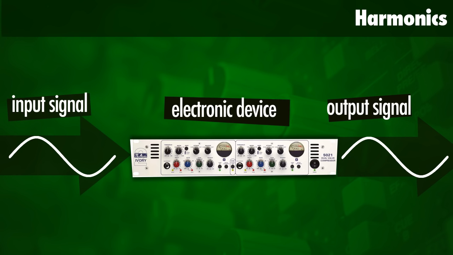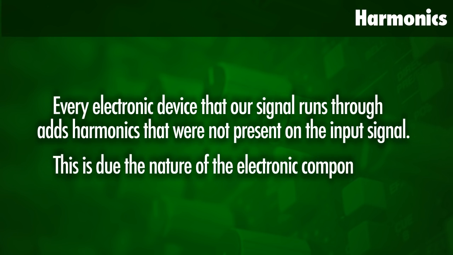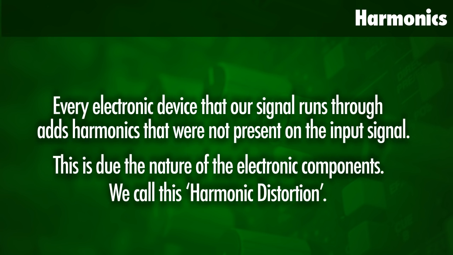When our audio signal travels through an electronic device, and this can be any type of audio processor, we ideally want the input to be identical to the output, but this is not the case. Every processor adds some harmonics that were not present in the input signal. This has got to do with the nature of the components. But since these added harmonics are a distortion of the input signal, we refer to this as harmonic distortion.